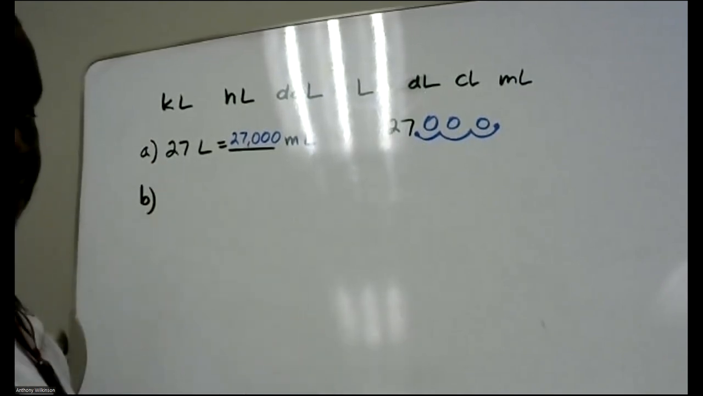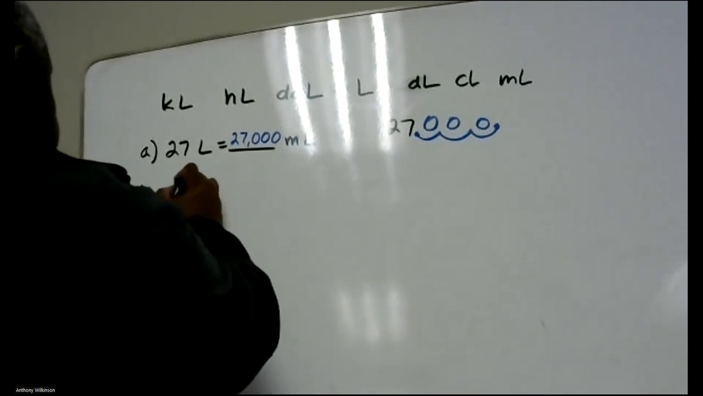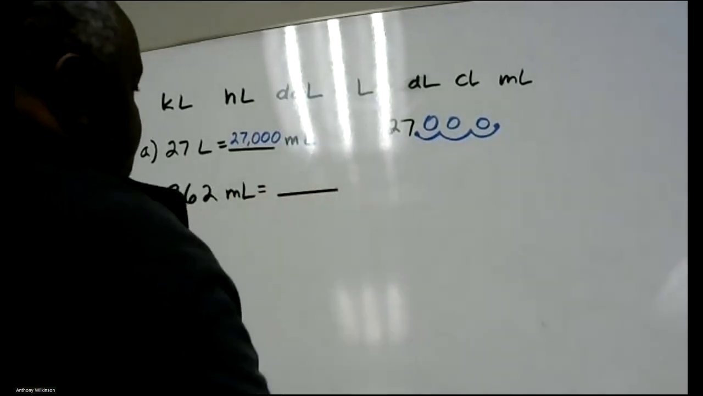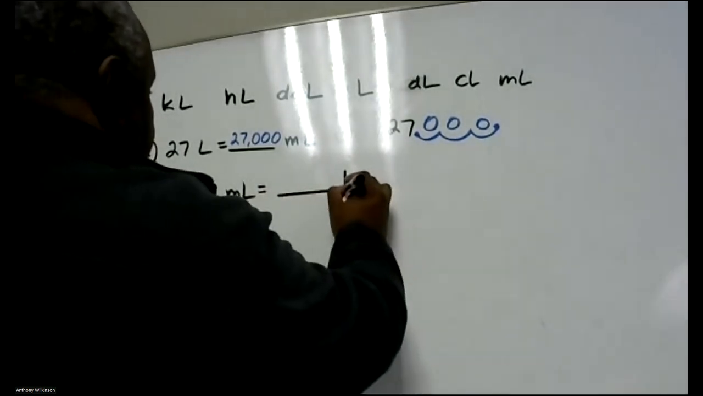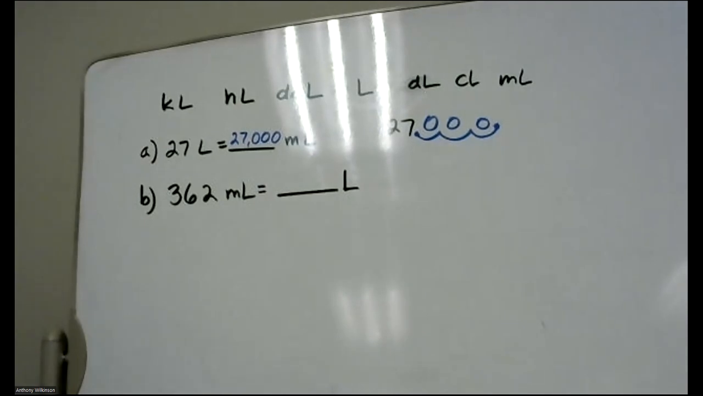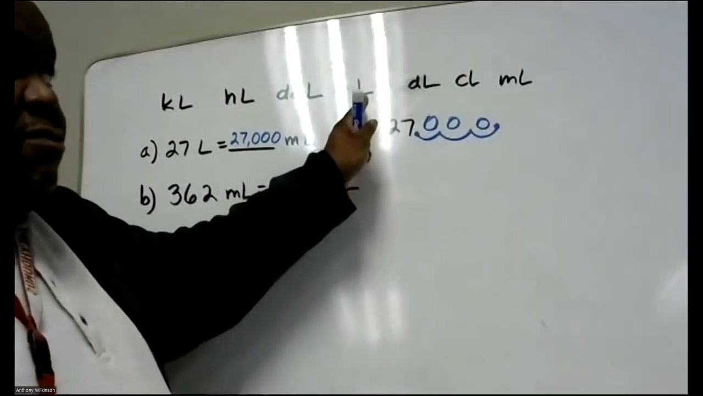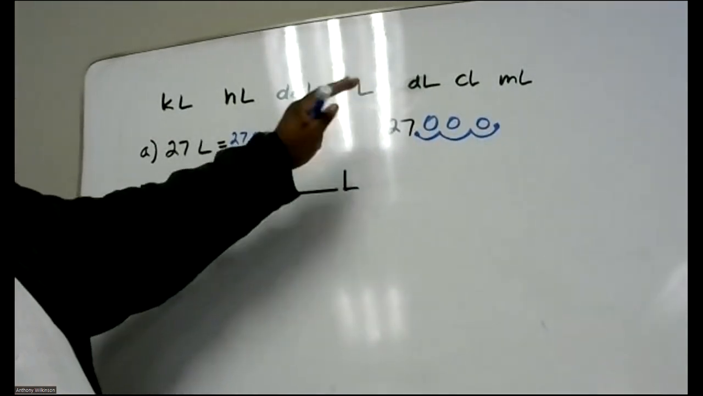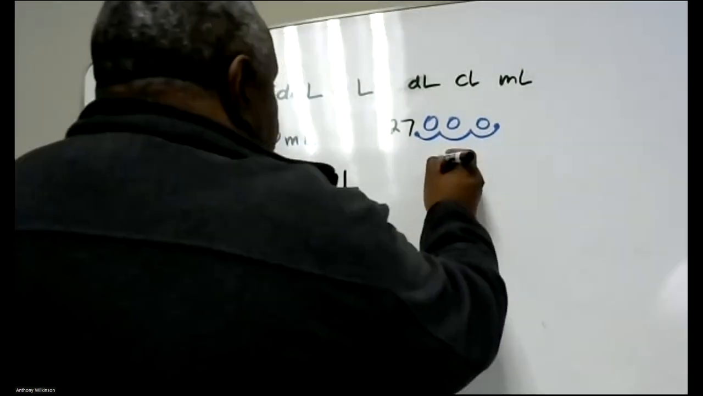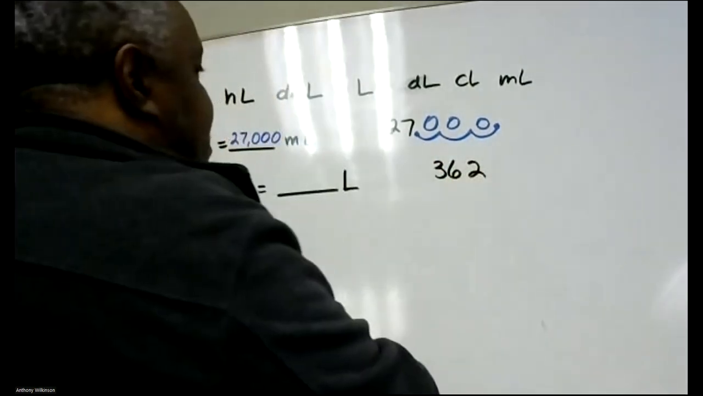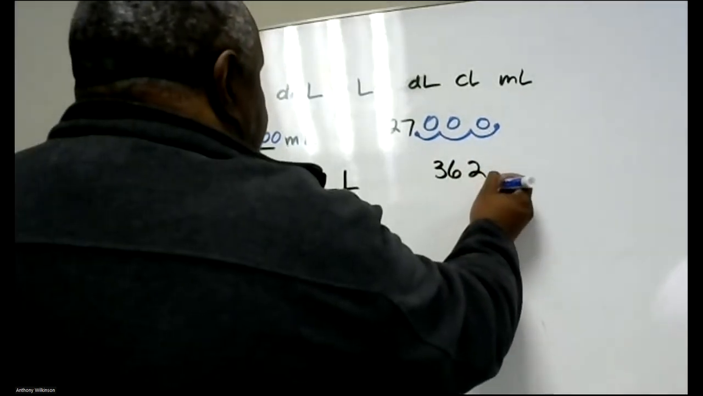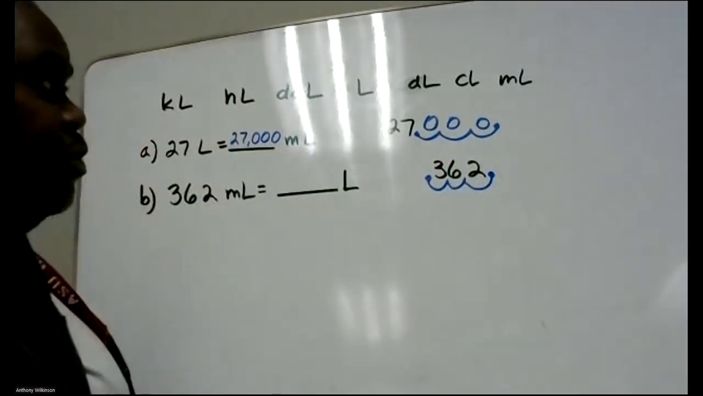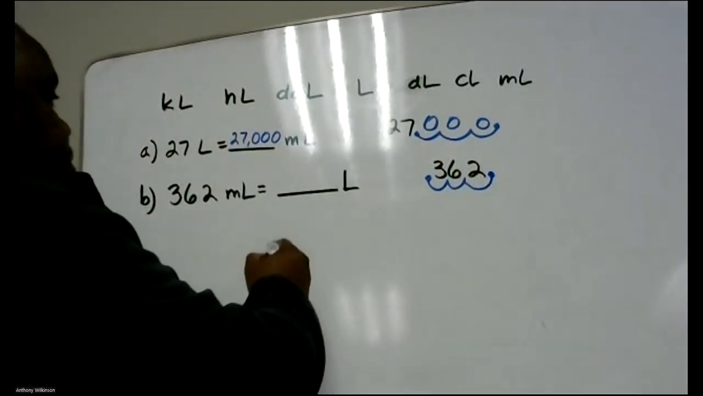All right, part B is 362 milliliters. I'm going to convert that to how many liters? All right, so this time we're going from milliliters to liters. This time we're going to the left three places. So that means in 362, I need to move that decimal point three places to the left. So I'm going to go one, two, three places to the left. So the decimal point would be in front of the three.